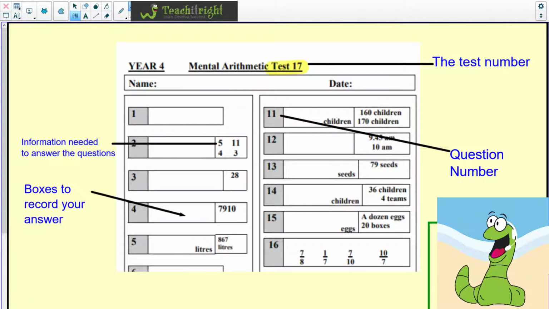Question 8. Write the correct sign or symbol for greater than or less than in the empty box. Write the correct sign or symbol for greater than or less than in the empty box. Question 9. On your sheet is a scale. Write the number shown by the arrow. On your sheet is a scale. Write the number shown by the arrow.